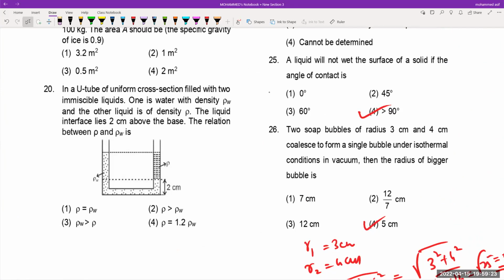तो बेसिकली ये 2 सेंटीमीटर से पूरा h है, मान के चलो यहाँ से यहाँ तक। A tube of uniform cross section filled with two immiscible liquids, one is water with density rho, another is a liquid of density rho.